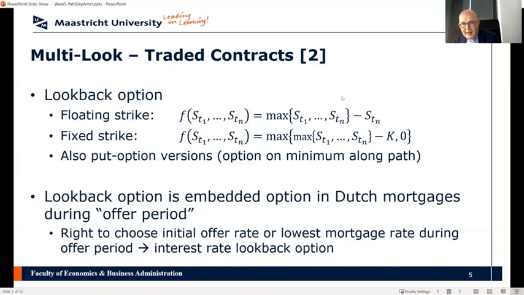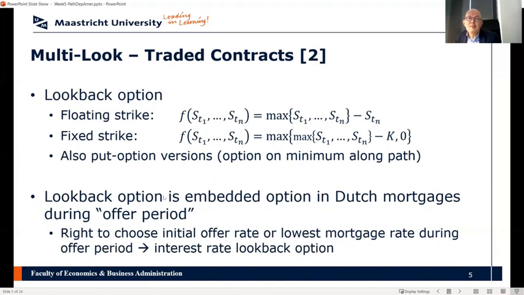So this number here is automatically like a call option. It is either a positive value or equal to 0. So this is a floating strike look-back option. You can also have a fixed strike look-back option, where you say, I first compute the maximum, and only if the maximum is above a certain level K, then I will be getting my payoff. And then obviously we have put option versions, where you typically look at the minimum observed along the path.